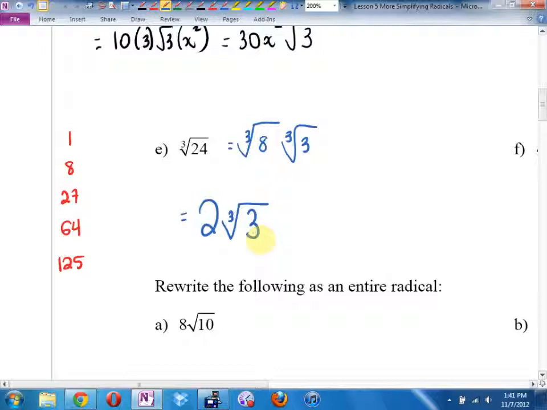Hey, what if instead of a cube root, it was a fourth root? I wouldn't be looking for perfect squares or perfect cubes. I'd be looking for perfect fourths, which means I would look for, well, 1 is kind of redundant, but 2 times 2 times 2 times 2, 16. 3 times 3 times 3 times 3, 81. They probably won't go much past that.